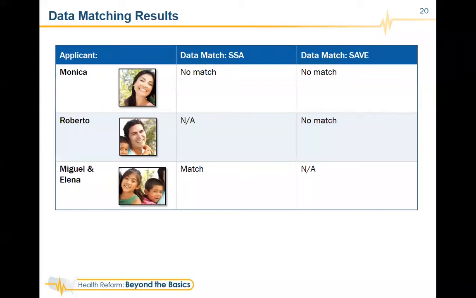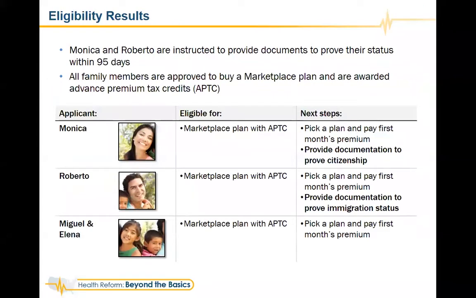And then Miguel and Elena, important to know, oftentimes we have a little bit more success with SSA data matching, not always. It's a pretty sizable percentage of children. There's a match. All good with the kids, and they don't have a data matching issue. So Monica and Roberto are instructed to provide documents to prove their status within 95 days. And all family members are approved to buy a marketplace plan and are awarded advanced premium tax credits.